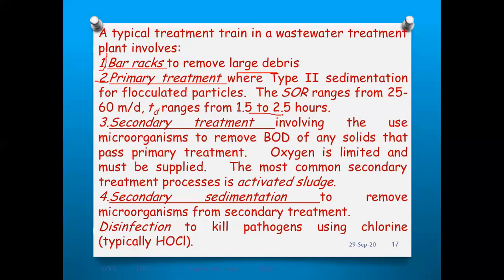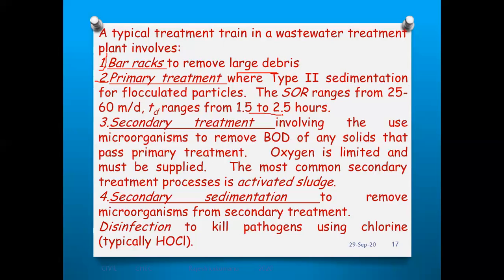So during these various stages of moving of wastewater, the oxygen supply is very low whenever it is passing through the different stages. That's why we have to provide oxygen to this treatment process. The most common secondary treatment process is activated sludge. So in the secondary treatment plant, the most commonly used process is nothing but the activated sludge process.